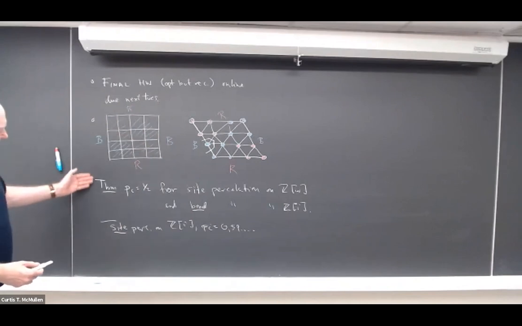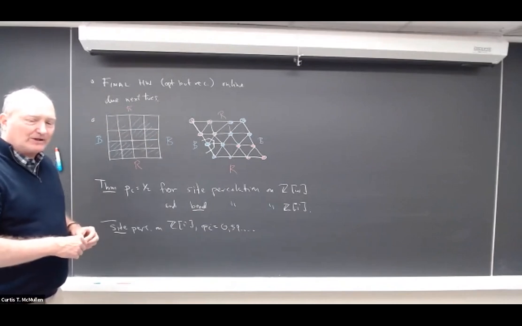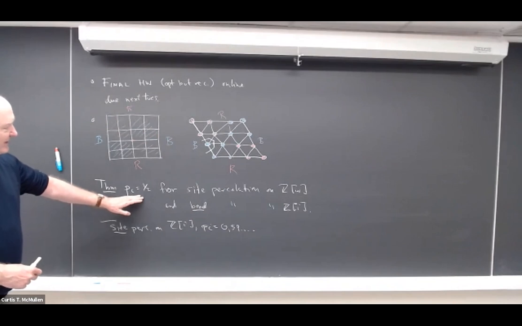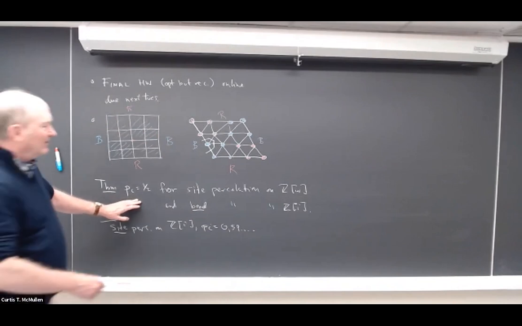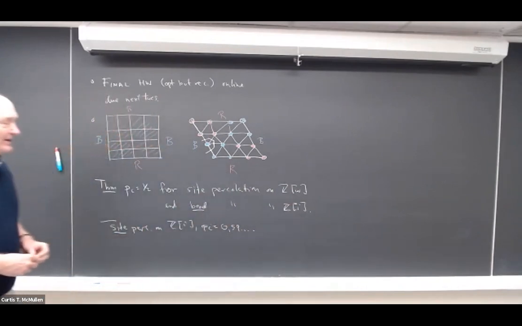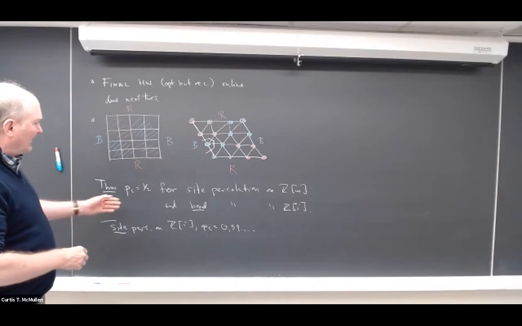So the underlying theorem, which motivates our choice of the percolation probability, is that the critical percolation probability is a half for side percolation on the triangular lattice, which is this. And that's what we're going to study for Smirnov's theorem.